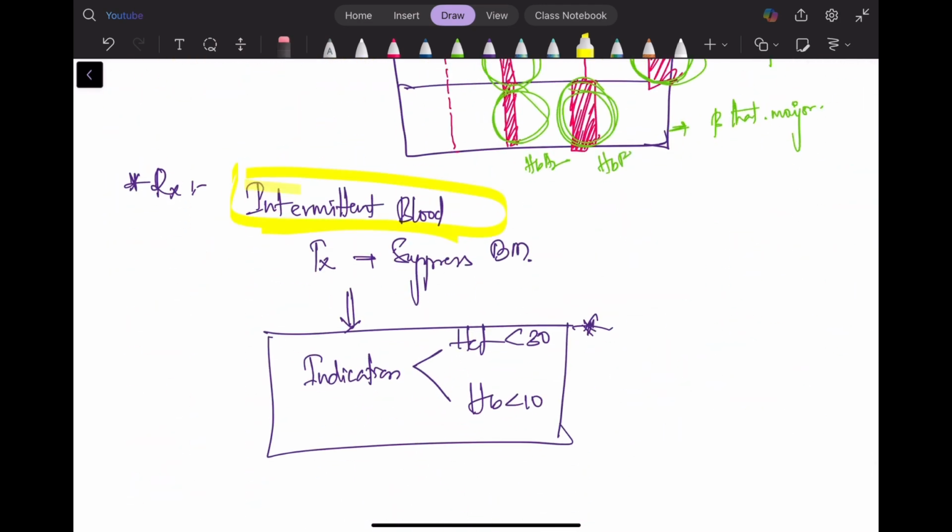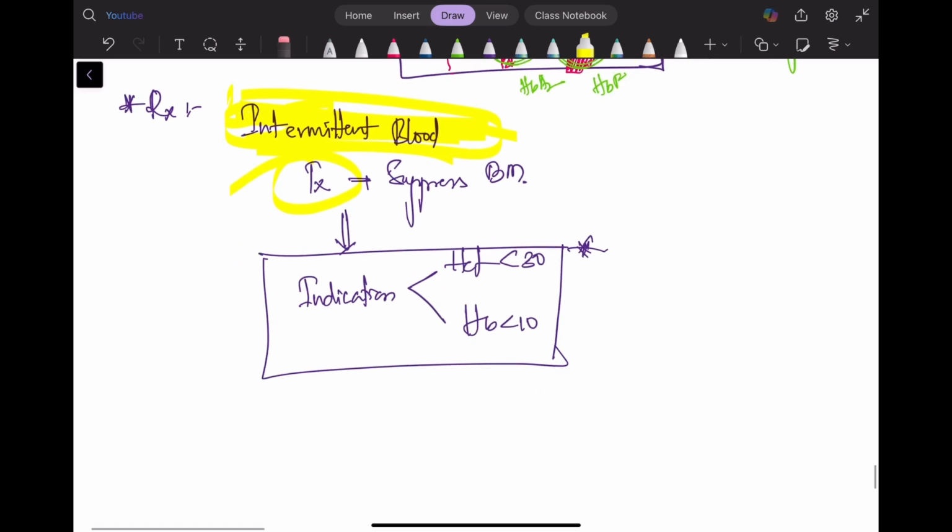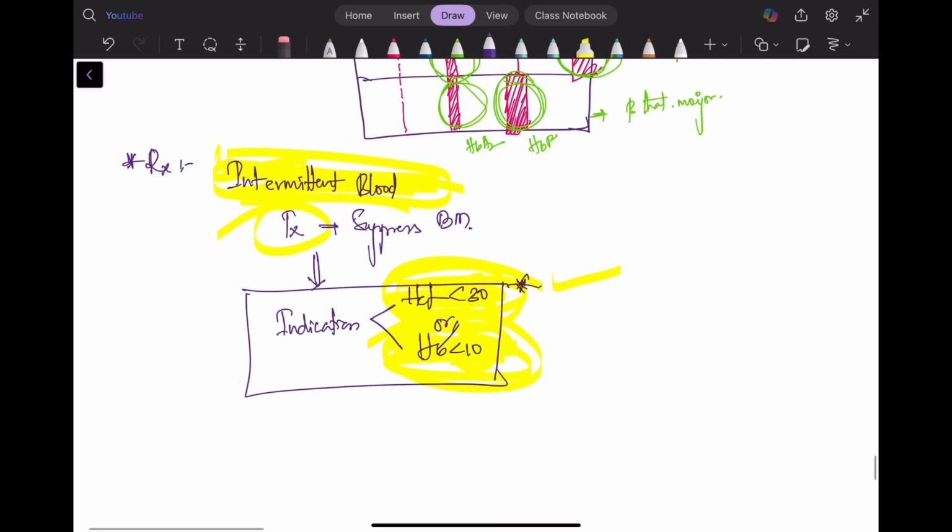Then what is the treatment? Last but not least, intermittent blood transfusion. What is the indication? Hematocrit should be below 30, not above. Yeah, it's below 30, right? Don't get confused. Even I am getting confused, sorry. Hemoglobin will obviously be less. What is the number? If hematocrit is less than 30 or hemoglobin less than 10, any one of them, not both, right? Then we have to transfuse blood so that it suppresses the bone marrow.